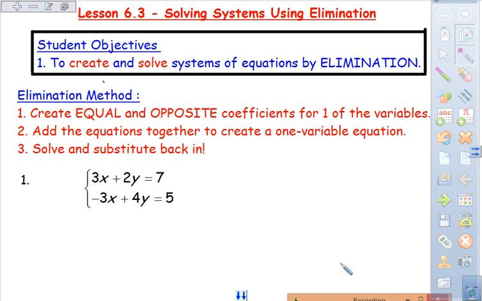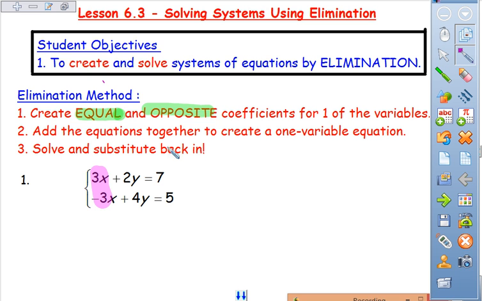So here's our method. Number one, we want to create equal and opposite coefficients for one set of the variables, either for the x's or for the y's. If I look at my x's, my values are 3x and negative 3x. The coefficients for my y's are 2 and 4. So we're looking for equal and opposite coefficients. I believe we already have that in the 3x and the negative 3x. So then we can move to step 2.